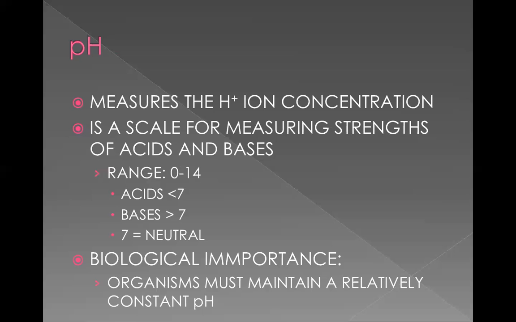pH measures the hydrogen ion concentration. Okay. Anything less than a 7 on the pH scale is an acid. Anything greater than 7 is a base. And a 7 itself is considered neutral. Now listen, organisms must maintain a relatively constant pH. Our bloodstream is somewhere around 7.4.